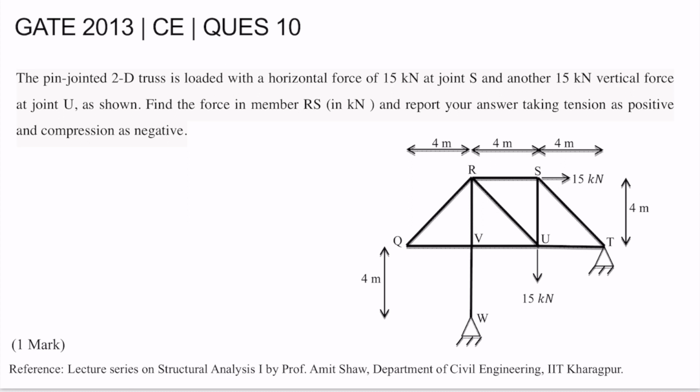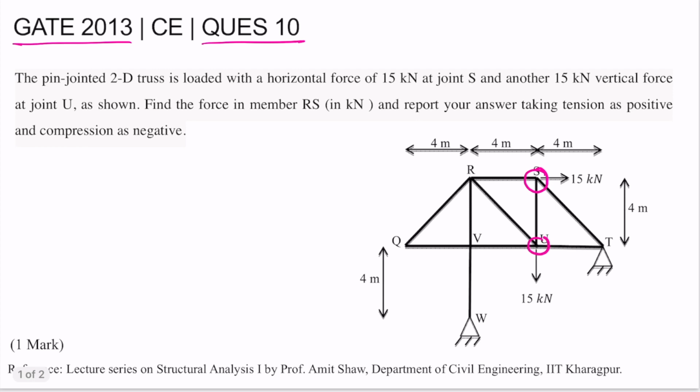Hello everyone, so today I'll be covering question number 10 of KET 2013. The pin jointed 2D truss is loaded with a horizontal force of 15 kN at joint S and another 15 kN vertical force at joint U. Find the force in member RS in kN and report your answer taking tension as positive and compression as negative. So it's a 1-mark question.